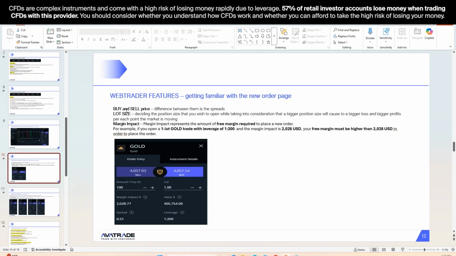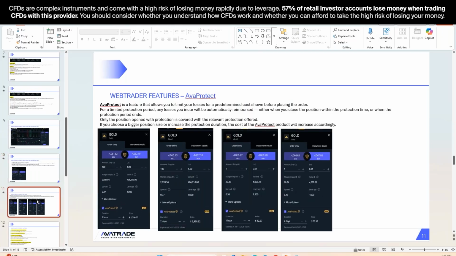This is the new order page. Some of the foundations that you should know: buy and sell price, the difference between them is the spreads, and the lot size. This is the position size that you are opening, starting with a minimum of 0.01 lot. Please take into account that on MT5, you can also trade nano lots on some of the instruments. Margin impact, I mentioned already, is how much margin is required to place the order.